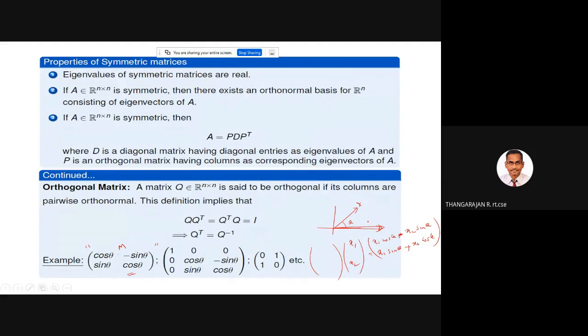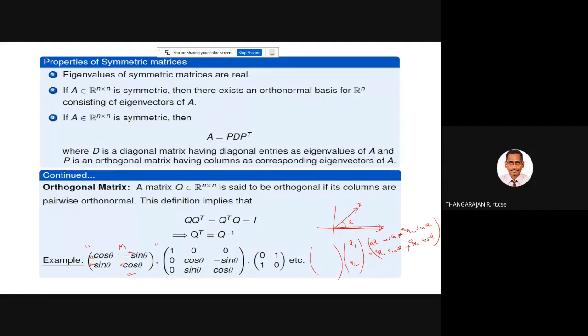Suppose we add a term A here. In addition to rotating it, it also scales it. So you will have A everywhere. That means in addition to rotating the vector, it also scales the vector.